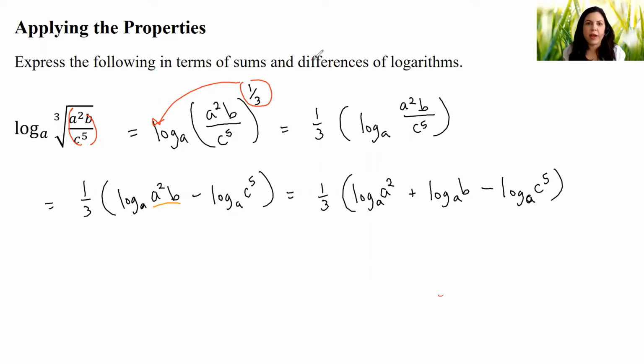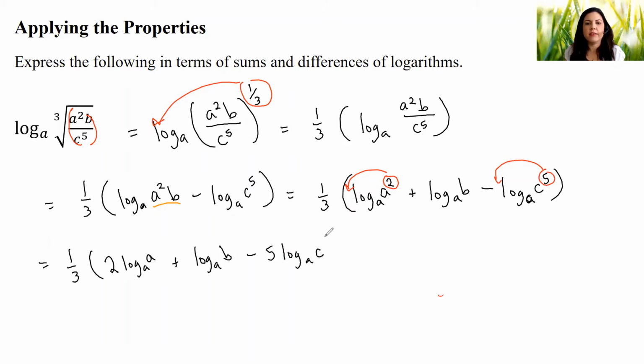And let's see, now what? Now we have these exponents. Here we have a to the second power, c to the fifth power. We can use the power rule, which means we'll move these to the front of their respective logarithms. Still have that 1/3; I'm going to deal with this at the end. So now this becomes 2 times log base a of a plus log base a of b minus 5 log base a of c. Again, we're trying to simplify this as much as we can.